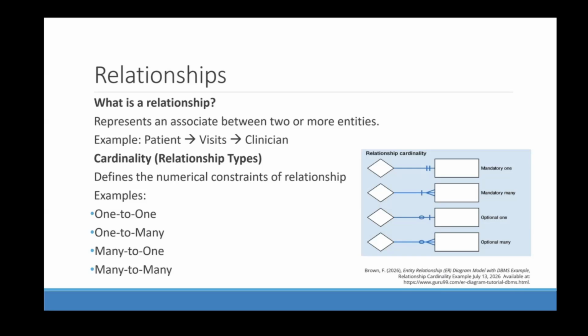And the last is many-to-many. For example, patient visits clinicians. Many-to-many means that multiple entities on both sides can be associated with multiple entities on the other side. For example, one patient can have many visits and one clinician can see many patients. In a relational database, many-to-many relationships usually require a separate entity, such as a visit table, to store the details of the interaction like visit date, diagnosis, or treatment.